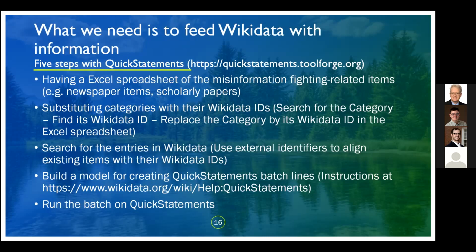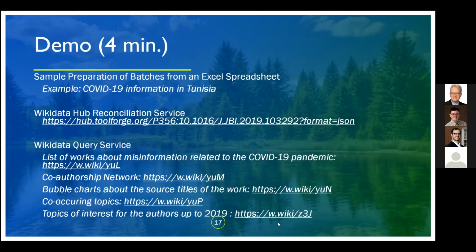If an entry exists in Wikidata, it's better to enrich it rather than create a duplicate, because then it will be difficult to identify them and to solve the problem later. And then there is another step that consists of building a model for creating the QuickStatements batch lines, and then running the batch on QuickStatements. We'll show how to do that in detail.